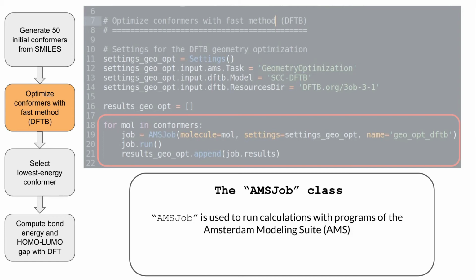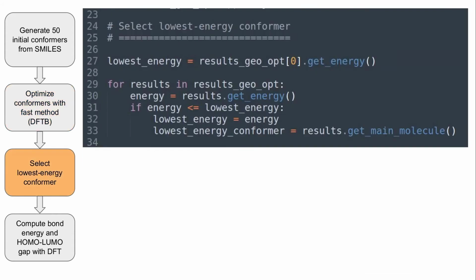This is another very important class of PLAMS, and a lot could be said about it, but I will once more point you to the PLAMS manual for more details. The next step in the workflow is to select the conformer with the lowest energy. Here, we loop over all results of the previous geometry optimization, looking for the conformer with the lowest energy.